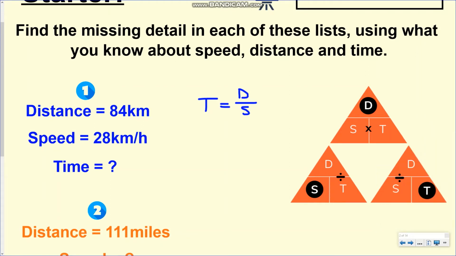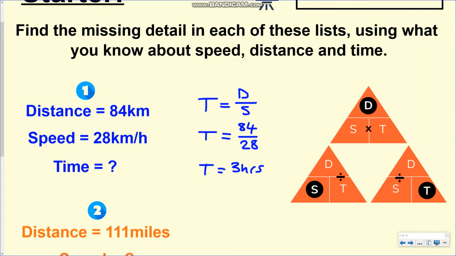Okay, the second part of this is I'm going to put in the information that I have in the 3 lines of text. I know that my distance is 84, and I know that my speed is 28 kilometers per hour. To finish this off, I'm going to do 84 divided by 28, and I get 3. Because my speed is in kilometers per hour, I know that my answer for time has to end in hours. So 3 hours is my final answer there.